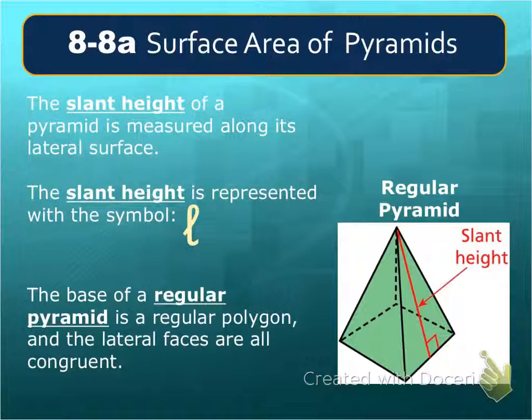Now, the base of a regular pyramid is a regular polygon, and the lateral faces, the side faces, are all the same. That's what congruent means.